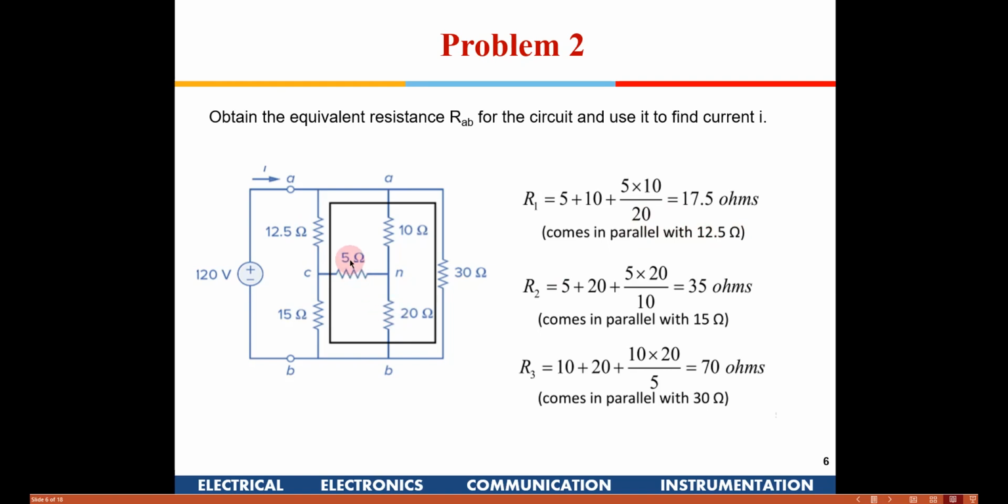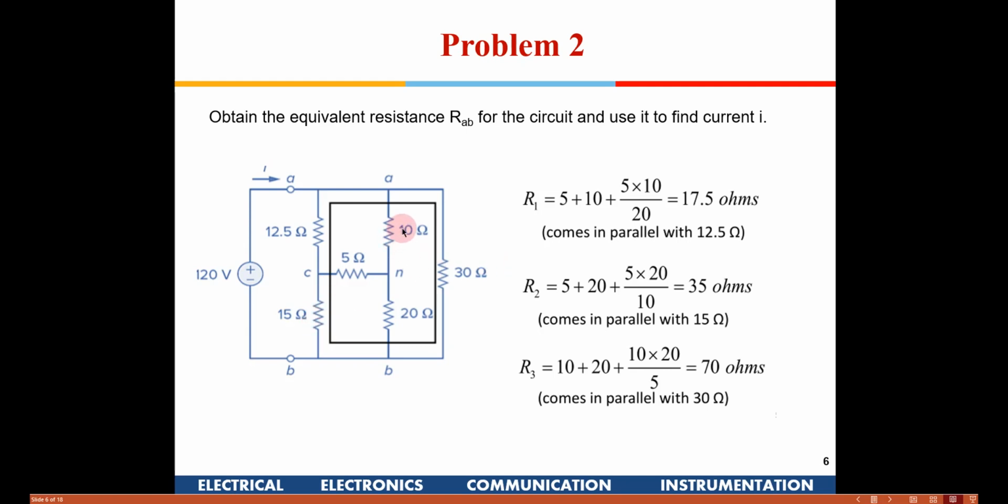Similarly, you have 5 and 20. If I am going to compute this delta connection value between C and B, it will be 5 plus 20 plus 5 into 20 divided by 10. 10 is the third resistance, which is in the opposite arm of the star connection, so that 10 has come from there. So it comes to be 35. That 35 comes in parallel to this 15.